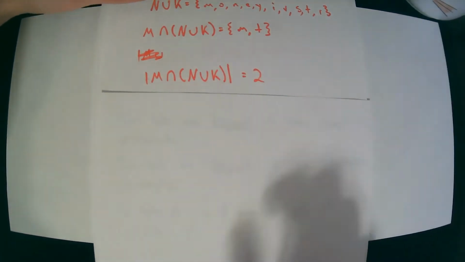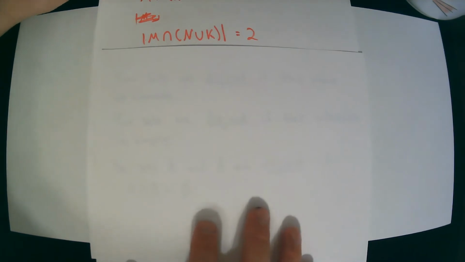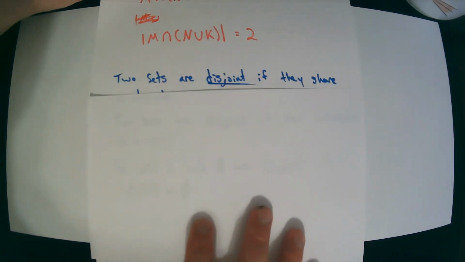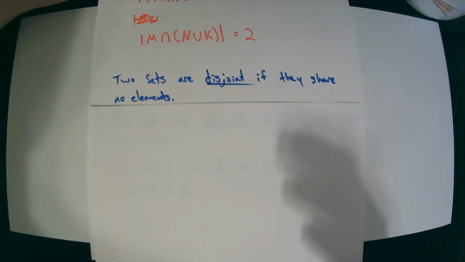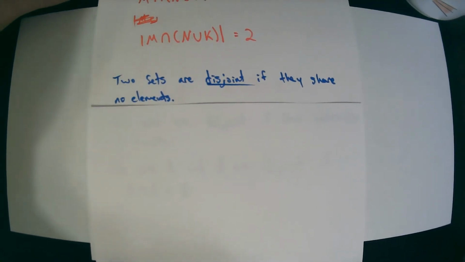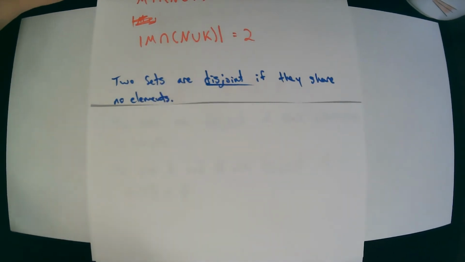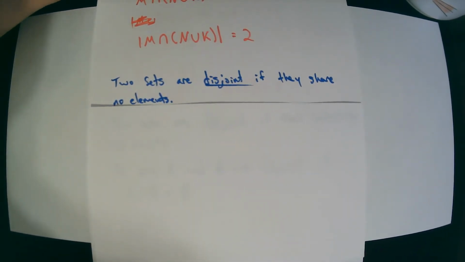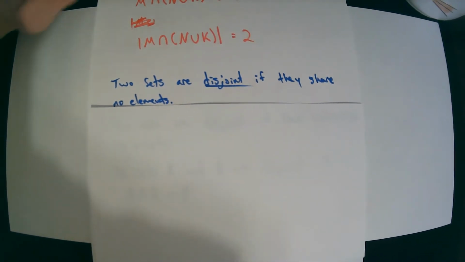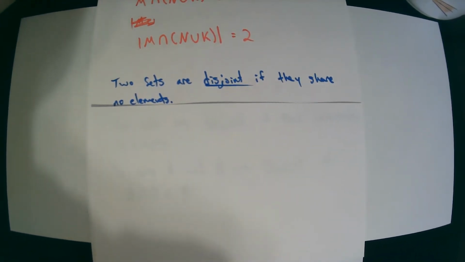Okay. Next thing was disjoint sets. So a vocabulary word that we're using here, and it's a vocabulary word that you'll find yourself using in regular conversation, even outside of math. Two sets are disjoint if they share no elements. Okay, so that's more of a general colloquial way of saying it, not getting too technical. It's not even really that mathematical, right? Two sets are disjoint if they share no elements.